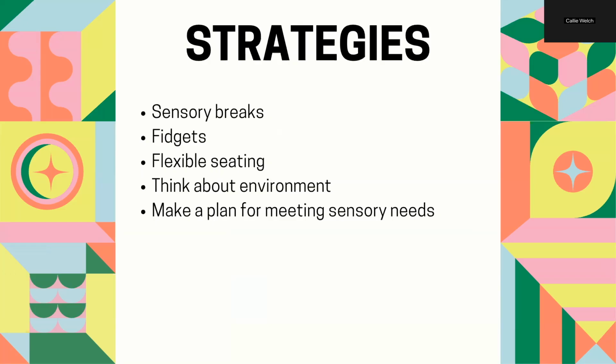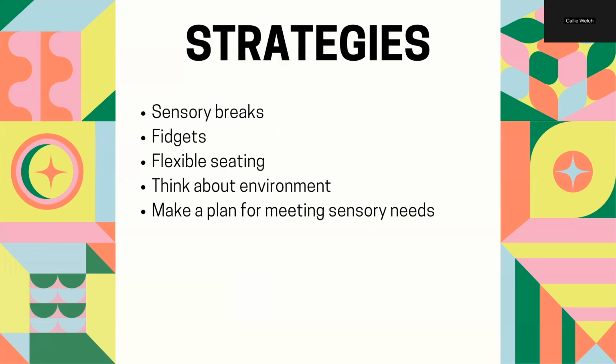Flexible seating, so having some different seating options for students, is a great way to make students feel less like they're just sitting in a classroom all day. And really, for our middle and high school students, sometimes those desks are not the most comfortable. So giving them some different options where they feel like they have some autonomy and can make choices about where they sit, that's a great way to help with that. Just thinking about the environment and meeting sensory needs.